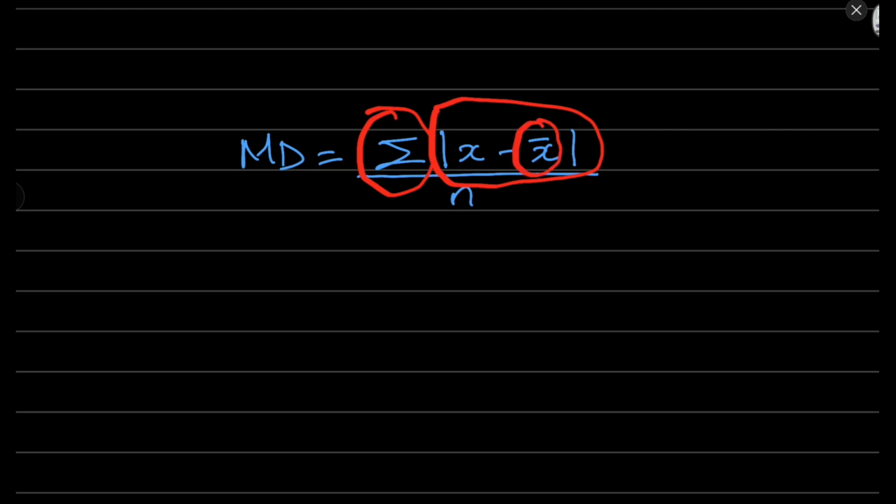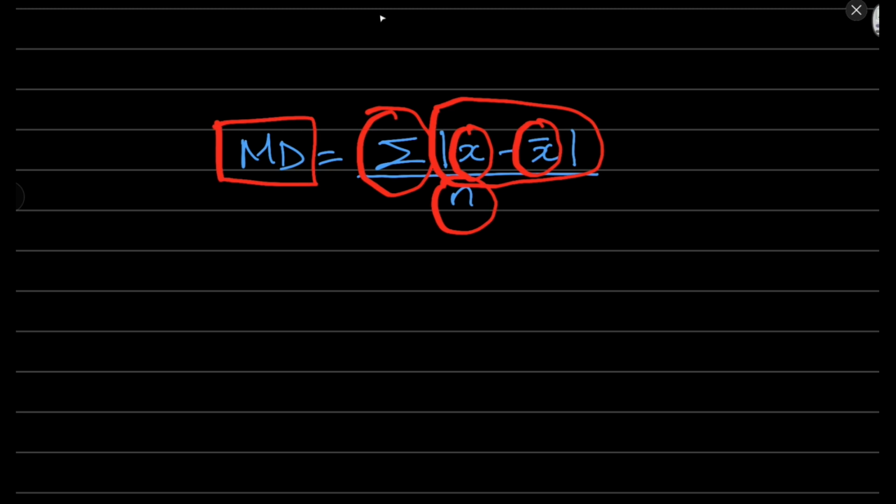This guy is not new to us. X bar means mean, that would be the mean of the series, and x would be the individual values of the series. Then the denominator n means the total data points you have in the series. So MD simply means mean deviation.